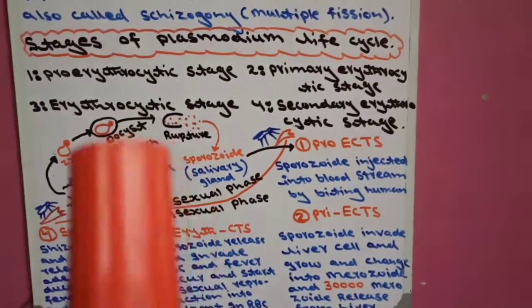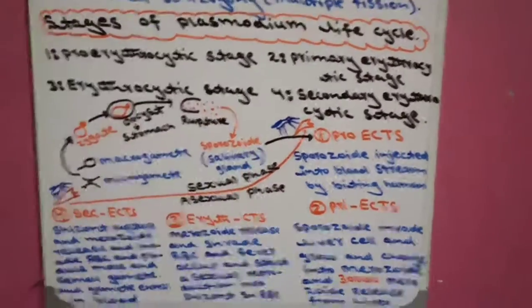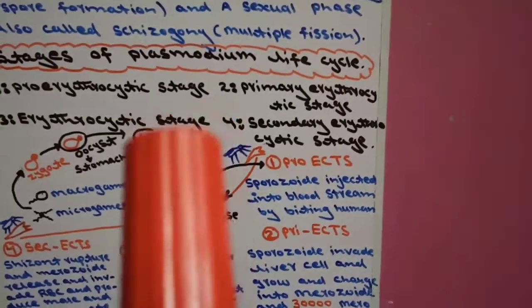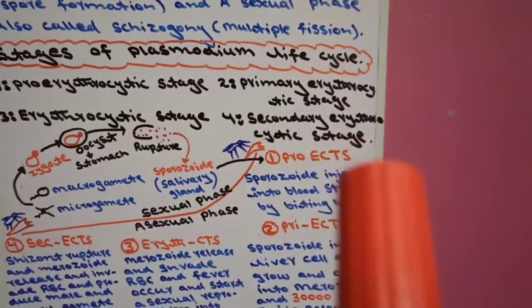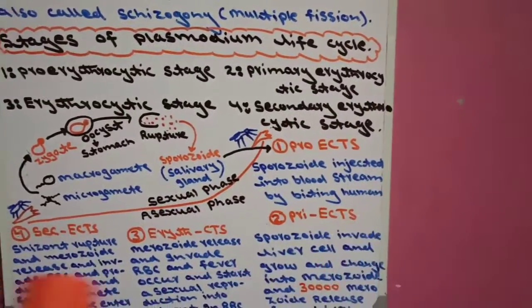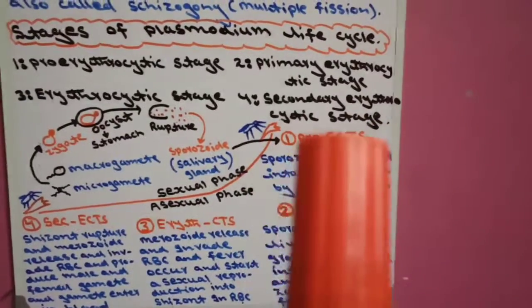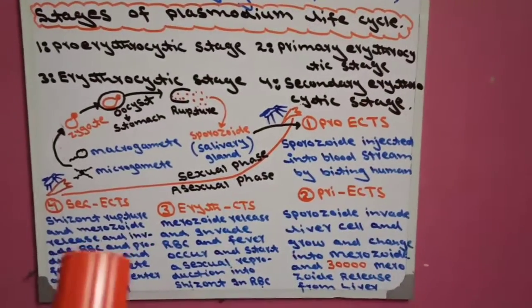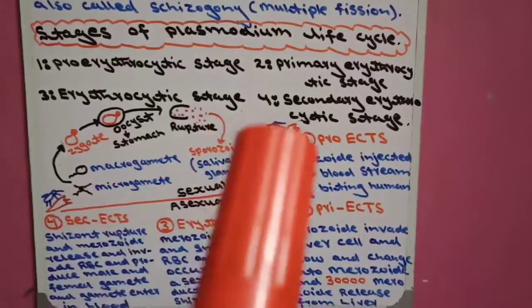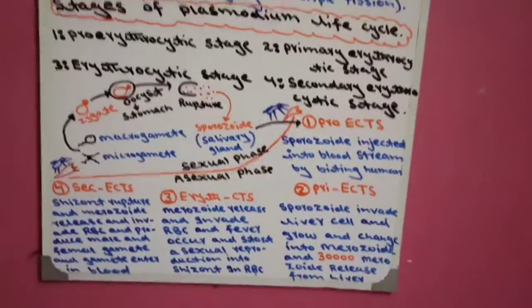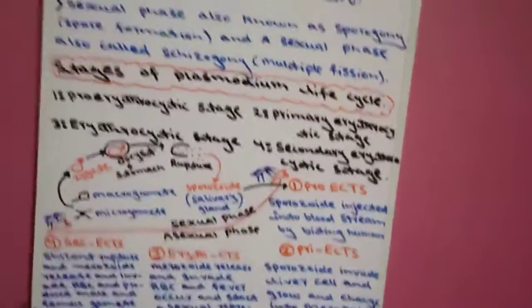And again, when the female Anopheles mosquito bites a healthy person, the asexual phase starts again, and then again the sexual phase. The asexual phase has 4 stages and the sexual phase also has 4 stages. This is the life cycle of Plasmodium.